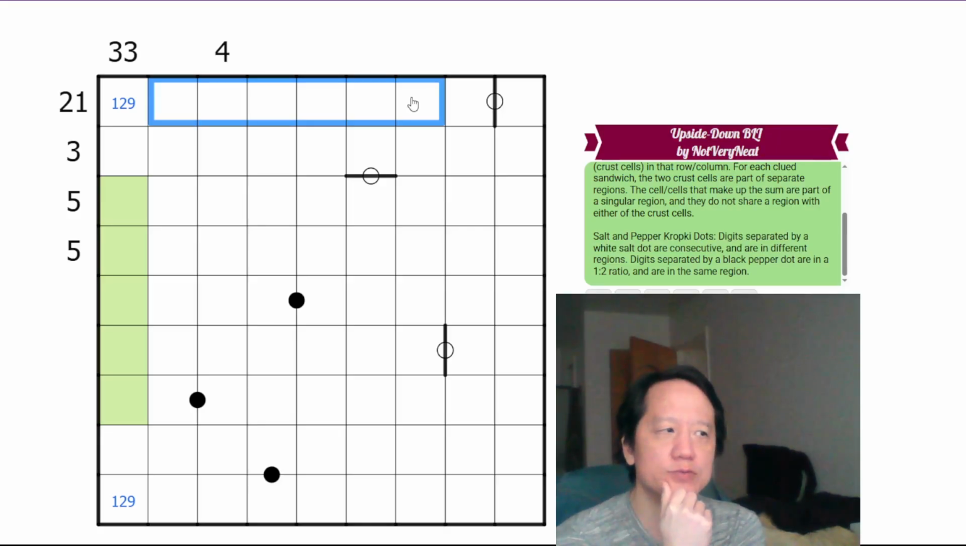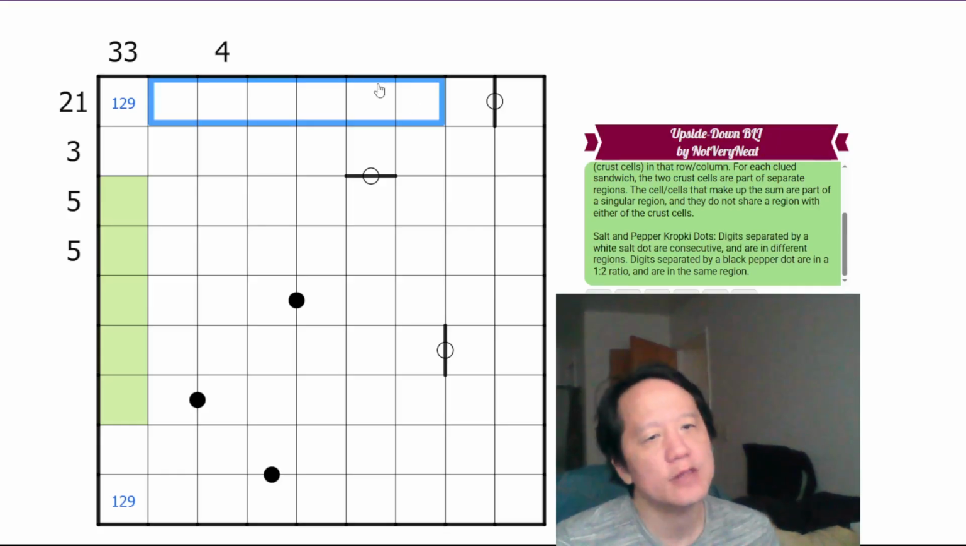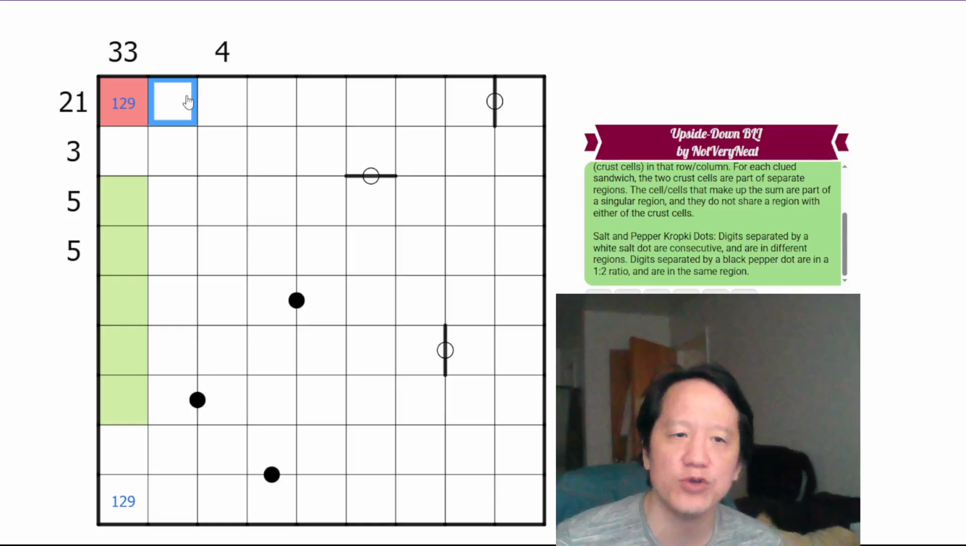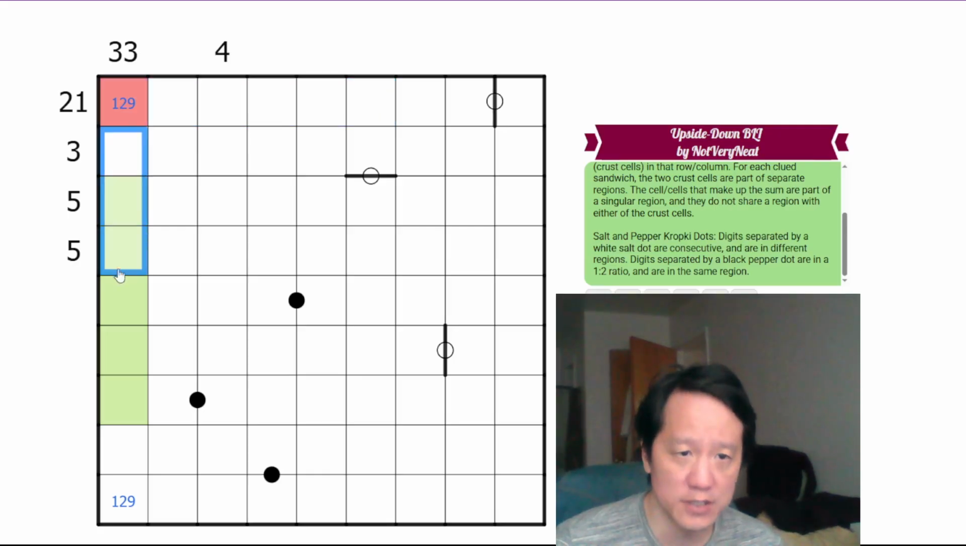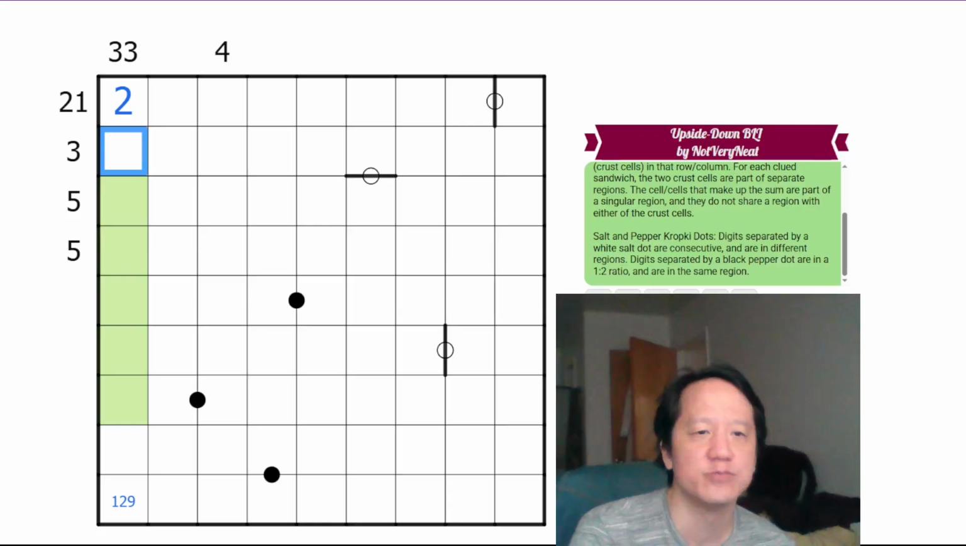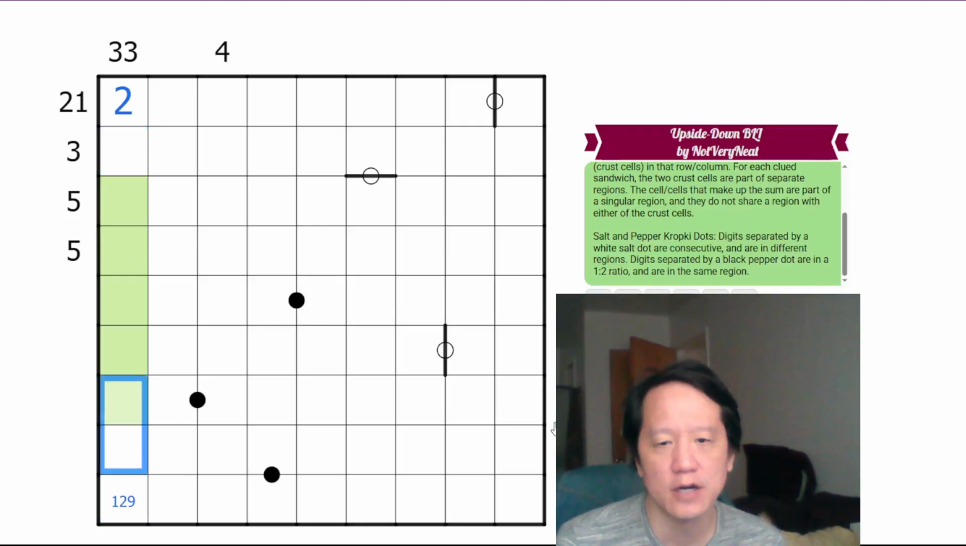What else do we know? This can't be crust. If this were crust, the problem is we know the crust is in a different region than the cells that make up the sandwich. So if this were crust, this would have to be a different region starting from here, and this would be a different region starting from here, and then the crust would not be part of an actual region. So this cannot be 1 or 9, it has to be 2, which makes this non-crust. So now we know this is crust, so this is a different region. This is crust, so that's a different region.